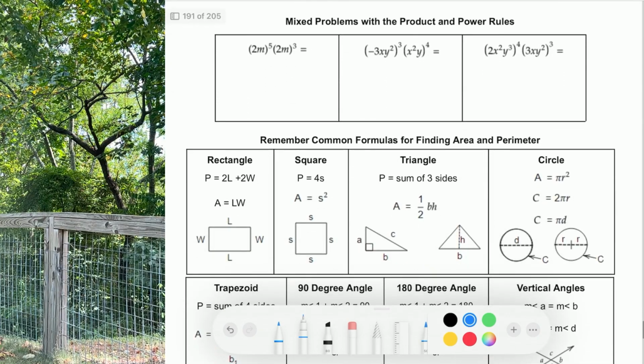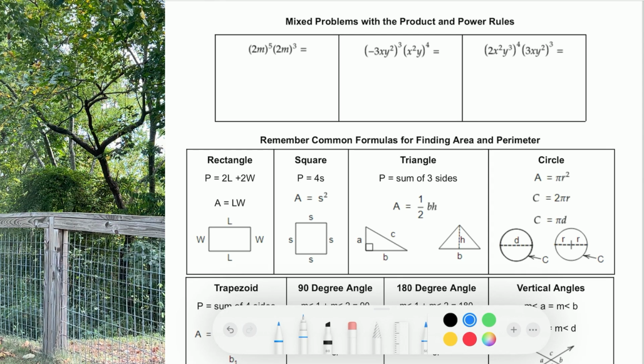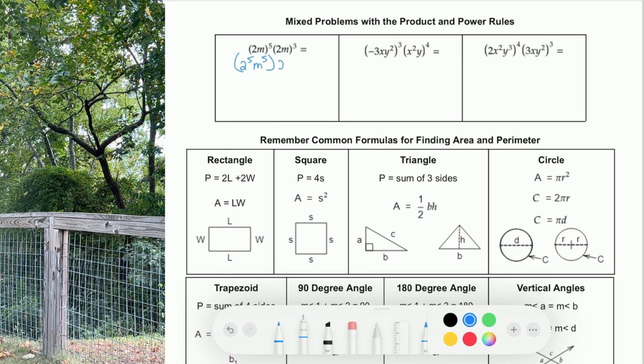All right, let's look at some mixed problems here. We have 2m to the power of 5 times 2m to the power of 3. We've got two rules here that we're going to be using. We've got the power rule and we also have the product rule. I need to distribute first, okay, and then use my product rule after that. So I'm going to distribute the 5 to everything. So I end up with 2 to the power of 5, m to the power of 5. And then I get 2 to the power of 3, m to the power of 3.